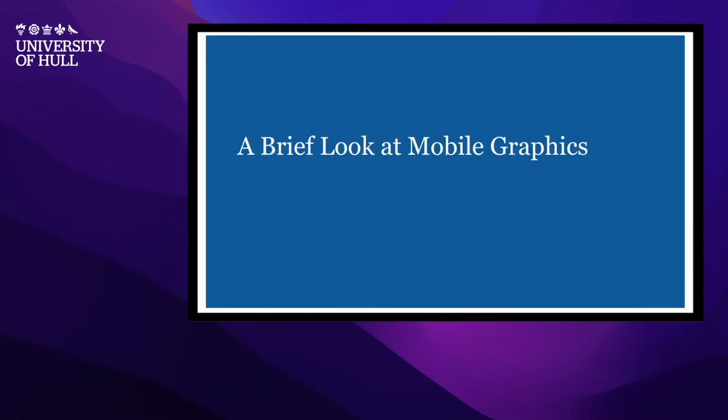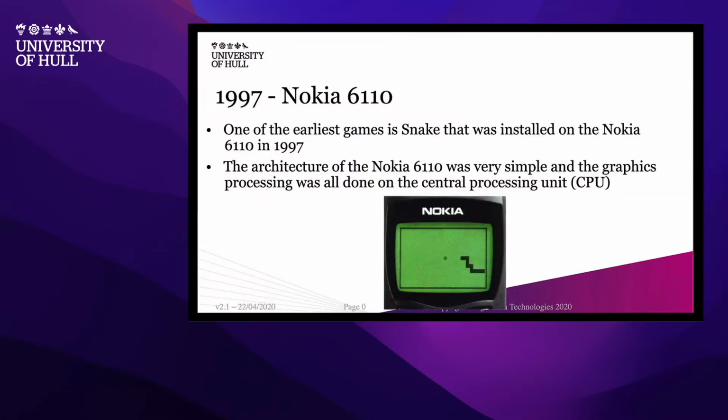So, a very brief look at mobile graphics, just to show you where we've come from. I am not covering everything; this is just to illustrate some things. Back in '97, the Nokia 6110, there was no graphics processing as such. There was no GPU, as we call it. So everything had to be done on a very simple CPU. So you've got the likes of Snake, very simple things.